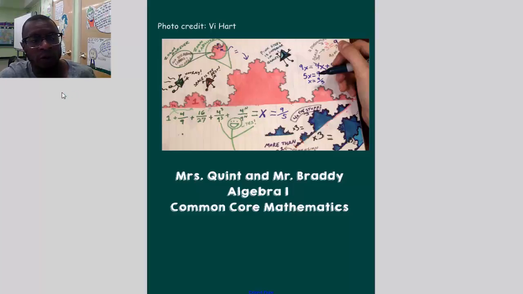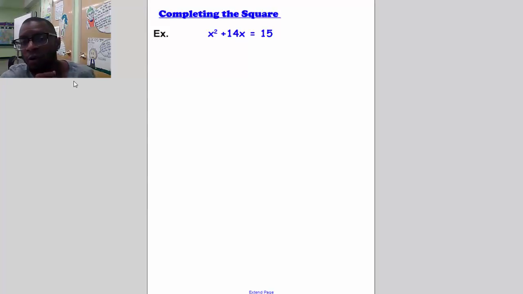Welcome back, everyone. So today we're going to continue our study on solving quadratic equations. And today we're going to look at a process called completing the square. What we want to do is, given a quadratic equation, find a value of c such that that value of c makes the left-hand side of our equation a perfect square trinomial. So let's take a look at an example.